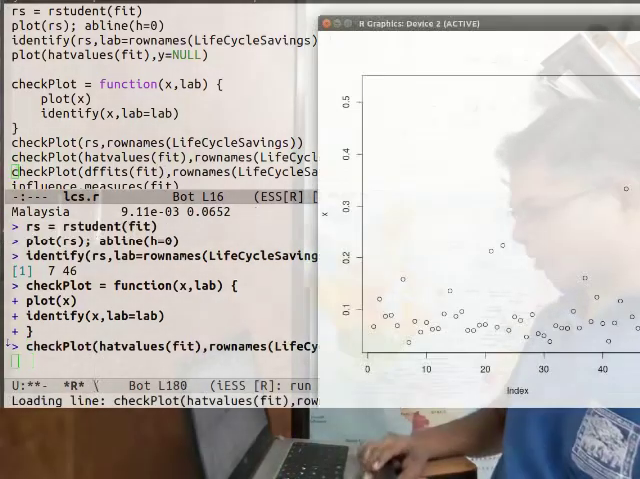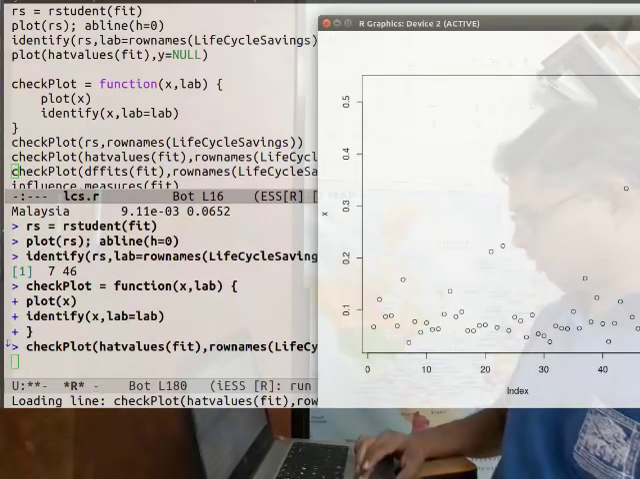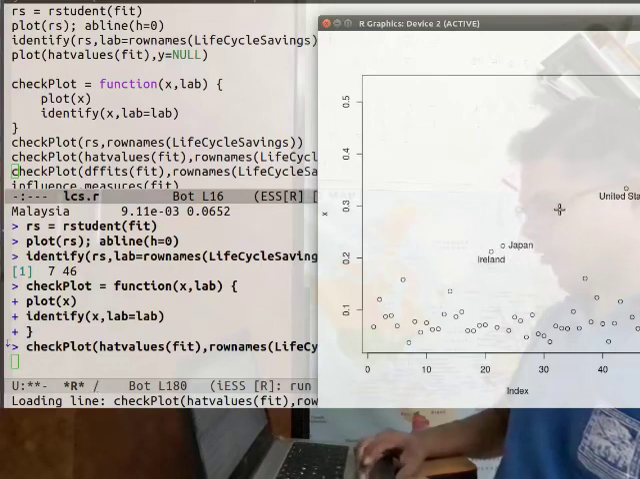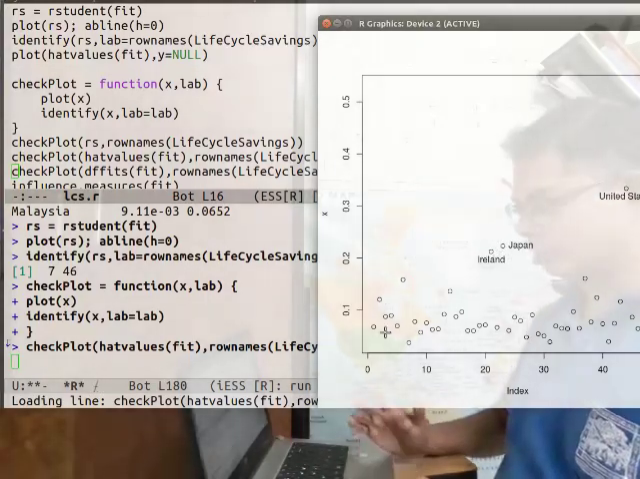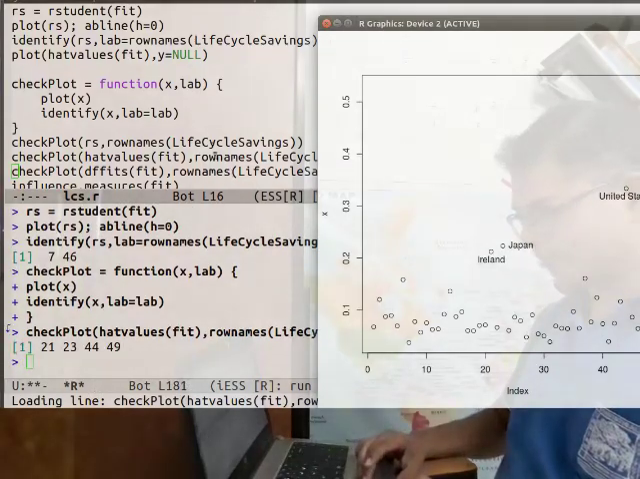So I will again go there. Automatically identify has been called. So this fellow seems to be pretty off. Libya. And this fellow seems to be weird also. United States. This thing, let's take Japan. What is this? Ireland. Okay. So Ireland was also not too bad, but it is something that is not like the bulk of the data. So maybe you should take a closer look at that. I right click and come out of it.